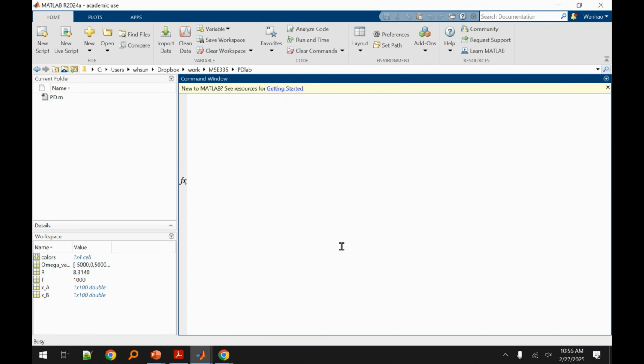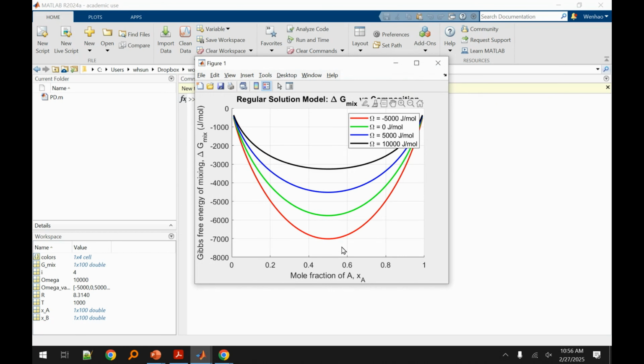It's amazing. Immediately it produces several regular solution curves at different mixing energies. This black one is the positive mixing energy. Zero is the zero. How did it know what values to choose? It just made them up, and they're reasonable values. 5 kilojoules, negative 10 kilojoules. Those are very reasonable values.